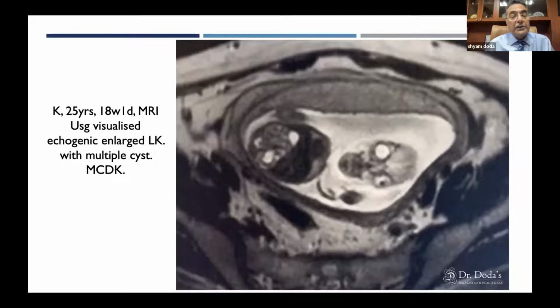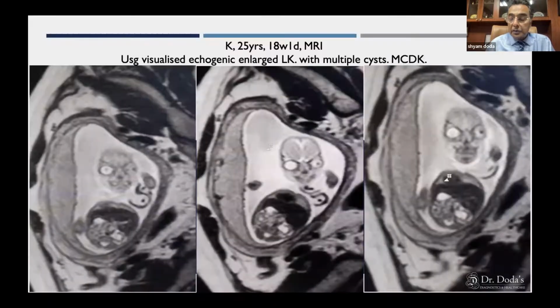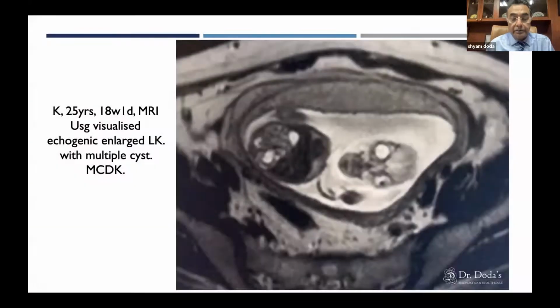Another patient, 18 weeks, 1 day, ultrasound visualized echogenic enlarged left kidney with multiple cysts, and MRI shows the same thing here. You can see this one kidney is showing a little bit of prominence of renal pelvis, and this kidney is enlarged. It's showing multiple cystic areas here.